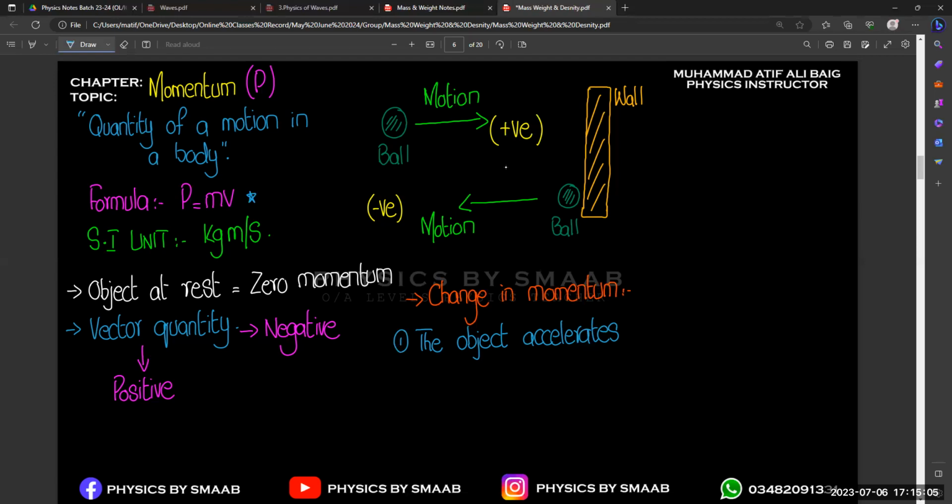Because there are two factors, m and v. Mass is directly proportional to momentum, and velocity is also directly proportional to momentum. If we increase the mass, momentum will also increase. If we increase the velocity, momentum will also increase, right? So when an object accelerates or decelerates, in both conditions, momentum will change. And the second thing, which is already mentioned in the formula, is if mass changes.